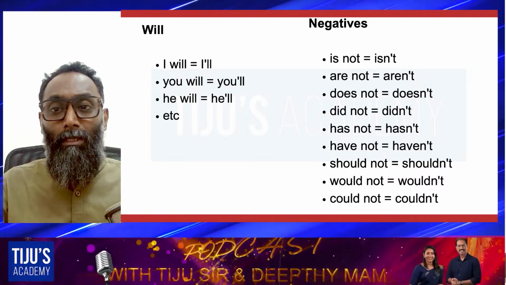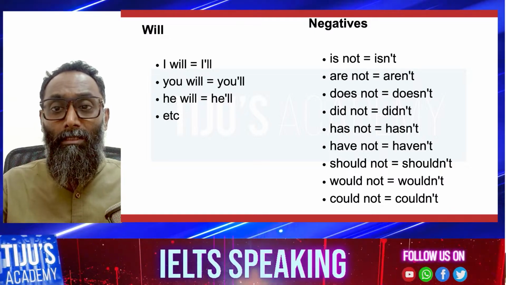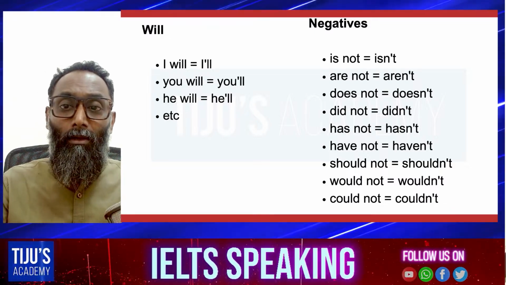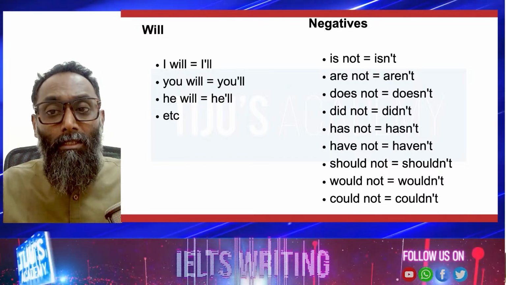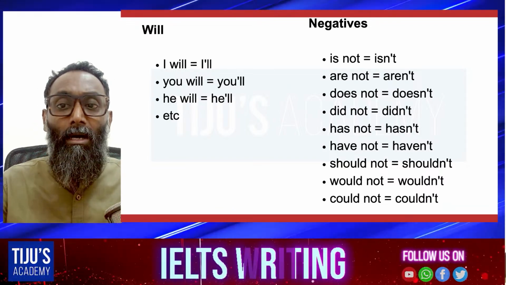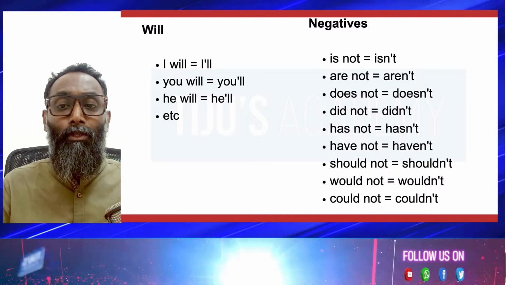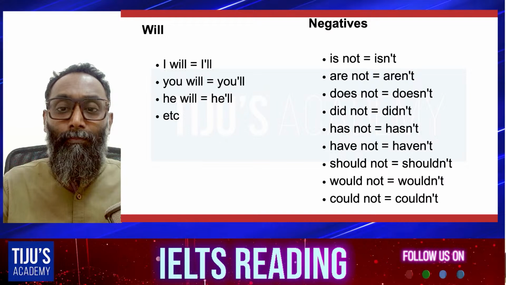And negatives, we don't say the full negative. So it is not, isn't, ISN apostrophe T, are not, aren't. We don't say aren't like aunt, AUNT, aunt, auntie. It's the same thing. Are not is aunt, aren't. So make sure that when you practice, it should be pronounced clearly.